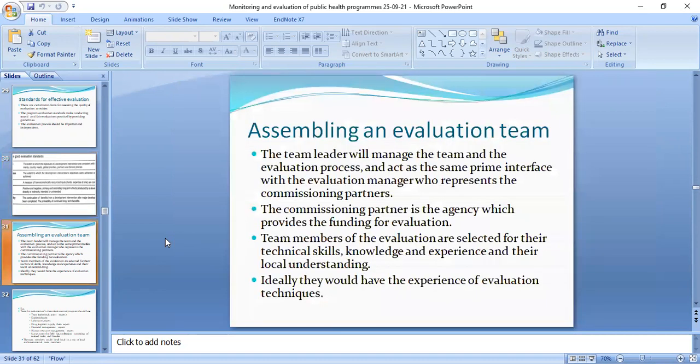Next is assembling an evaluation team. The team leader will manage the team and evaluation process and act as the prime interface with the evaluation manager who represents the commissioning partners. The commissioning partner is the agency which provides the funding for the evaluation. Team members of the evaluation are selected for their technical skills, knowledge and experience, and their local understanding. Ideally, they would have experience of evaluation techniques.